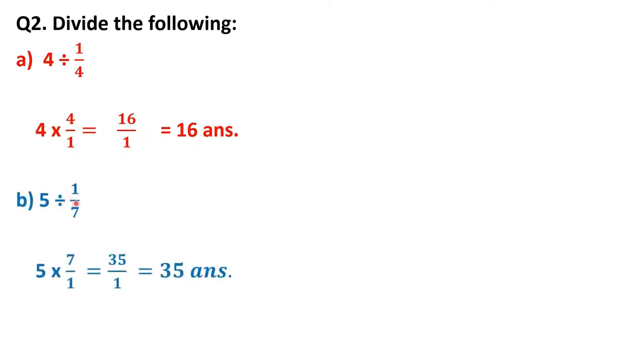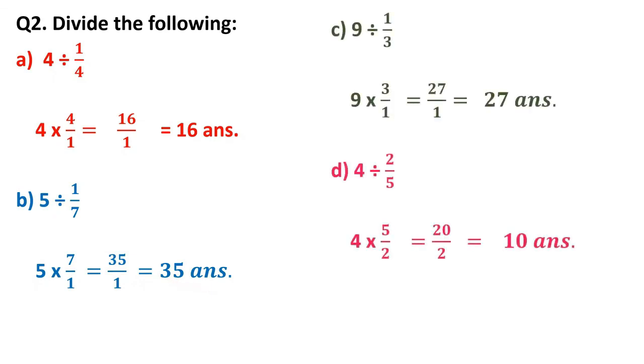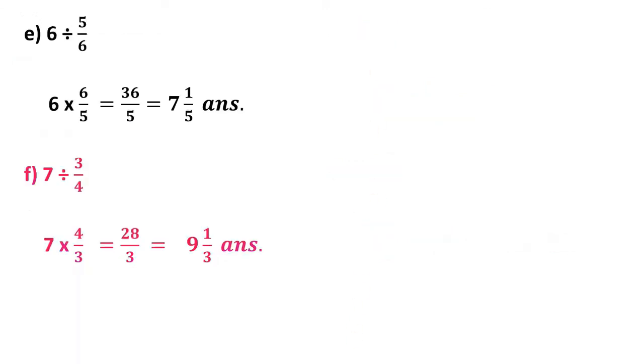Next is 5 divided by 1 by 7. Again we have taken the reciprocal of 1 by 7, and this division sign has changed to multiplication. So 1 by 7 gives you 7 by 1, the reciprocal, and 5 into 7 is 35, divided by 1, the denominator. So 35 divided by 1 equals 35. This is the answer. Similarly, we have done these 2 questions also, children. You can see and you can note it down in your copy.